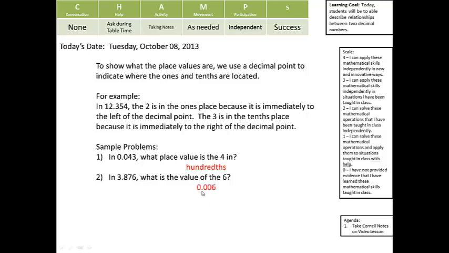And we write it as 0.006. I have this question a lot. Do we have to put that 0 in front of the decimal place? And the answer is yes.